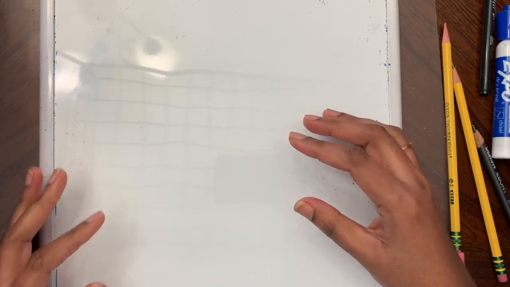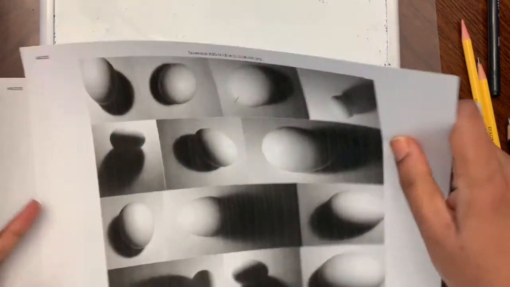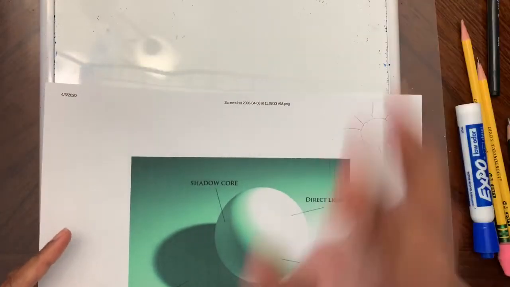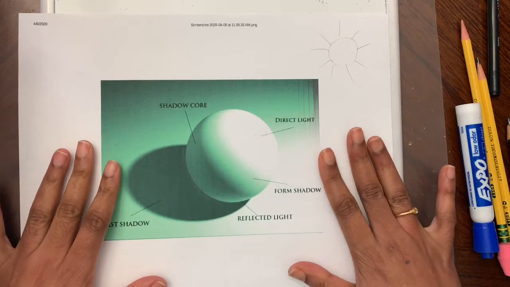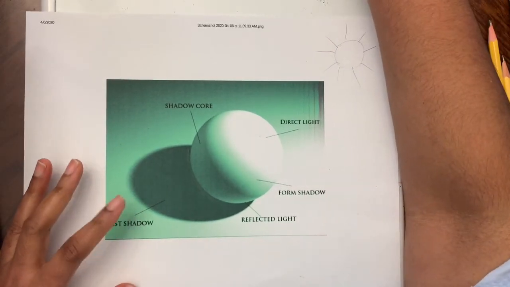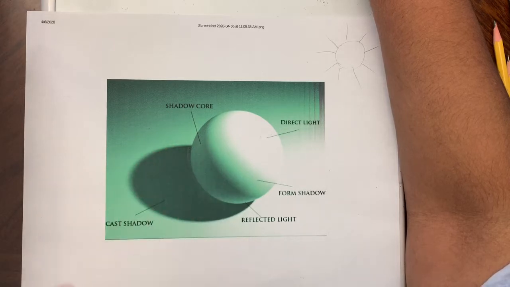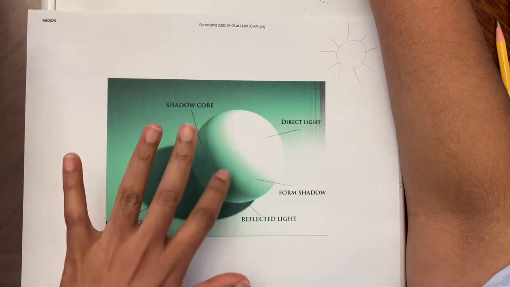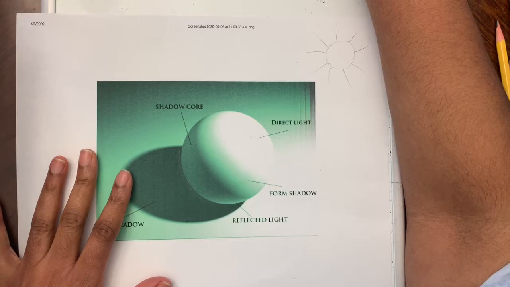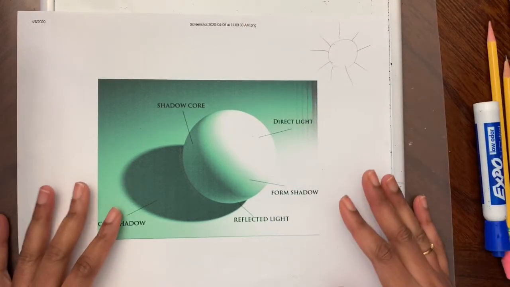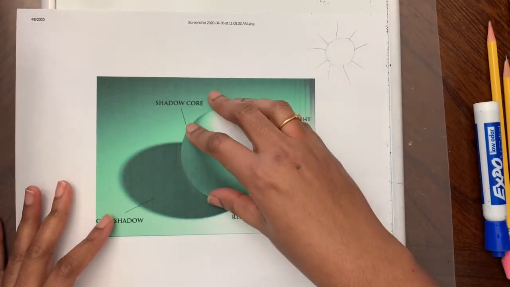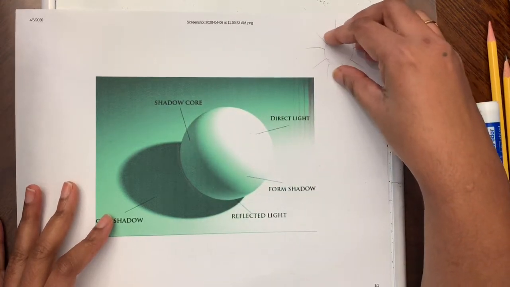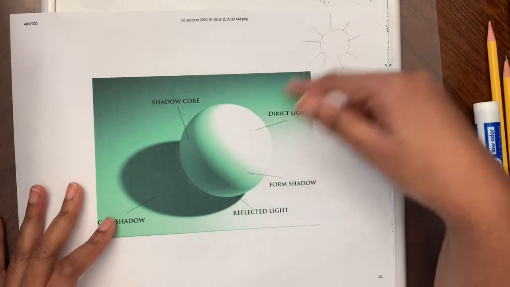These are the things that you need to remember. Why did I take the whiteboard? Okay, let me show you the things that you need to remember when you're shading. Here I have a picture showing different areas on a ball. There is a name for all these things. So suppose this is a ball and the light source is over here. I have drawn a sun over here to show the light source.